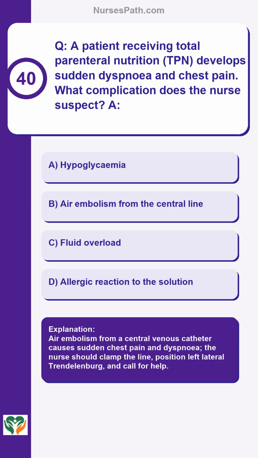Air embolism from a central venous catheter causes sudden chest pain and dyspnea. The nurse should clamp the line, position left lateral Trendelenburg, and call for help.